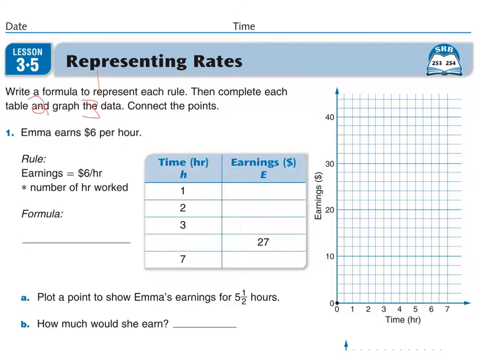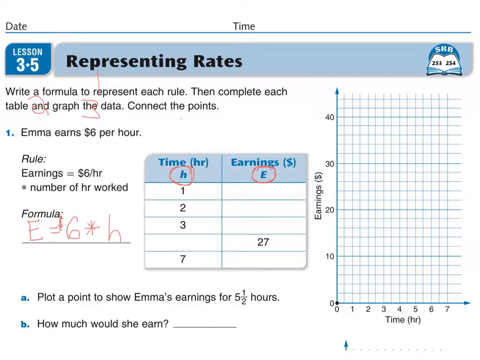So looking at this first problem, it says Emma earned $6 per hour. It's a pretty basic problem for us to get some practice with. It tells us our rule is earnings equals $6 an hour times number of hours worked. If I want to make a formula from that, it gives me my letters that I can use in the table: capital E for earnings and lowercase h for hours. So the formula for this would be earnings equals $6 times lowercase h for hours. Once I have that formula, I can start using it to fill in the table.